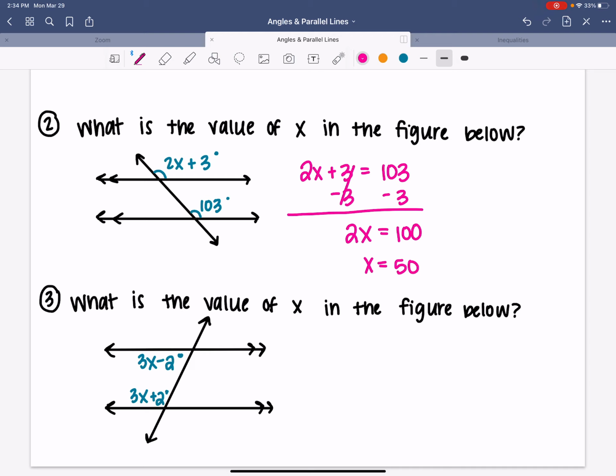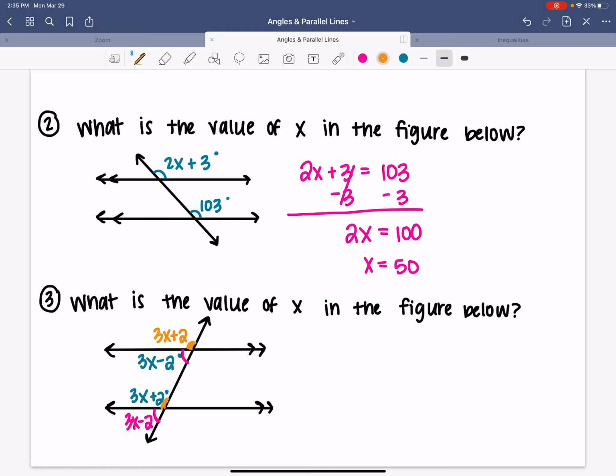Number 3, what is the value of x in this figure? All right, this one's a little bit trickier. Be careful here. Notice that they do not both say 3x plus 2. One says 3x minus 2. So we need to use some corresponding angles here. So if this one is 3x minus 2, then this one is also 3x minus 2. Okay, so you could go that route, or you could say if this angle is 3x plus 2, then this angle is also 3x plus 2.